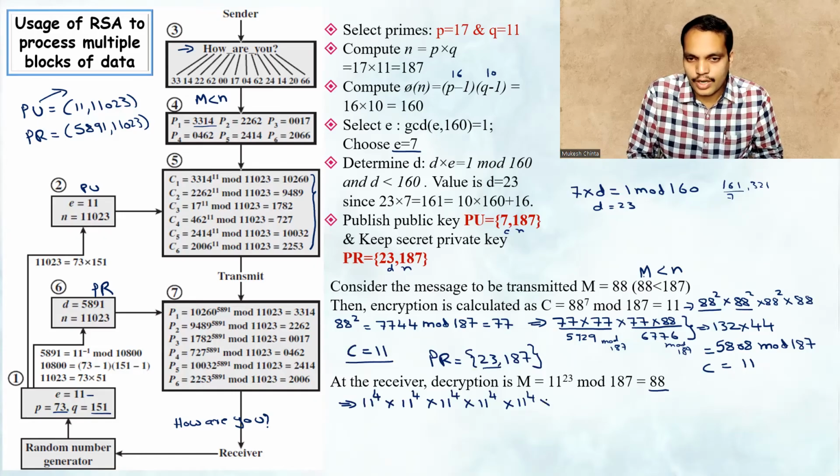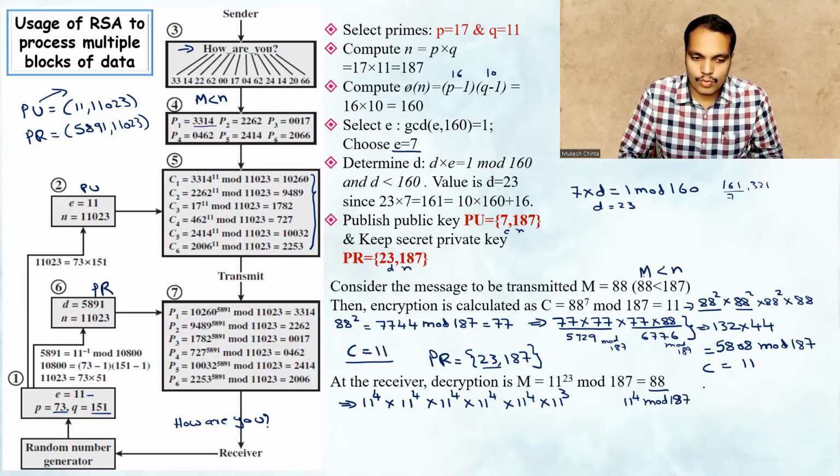5 4s are 20, into 11 cube mod 187. So I'll just find what the value of 11 power 4 is. 11 power 4 mod 187 is equal to, I got 14641, which when I reduce it in modulus of 187, gave me 55.